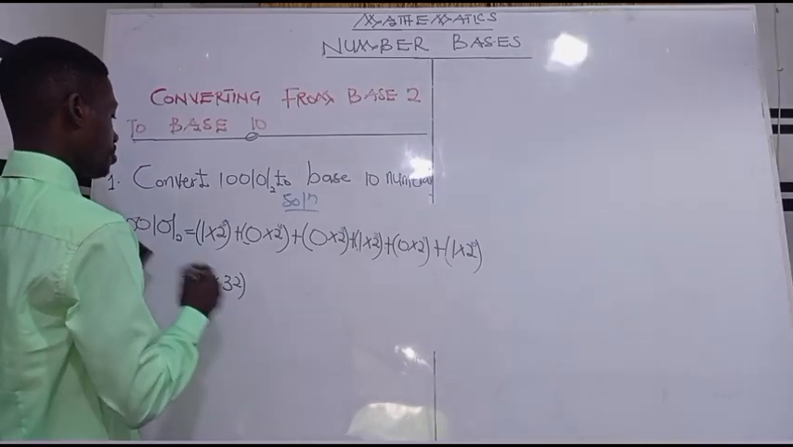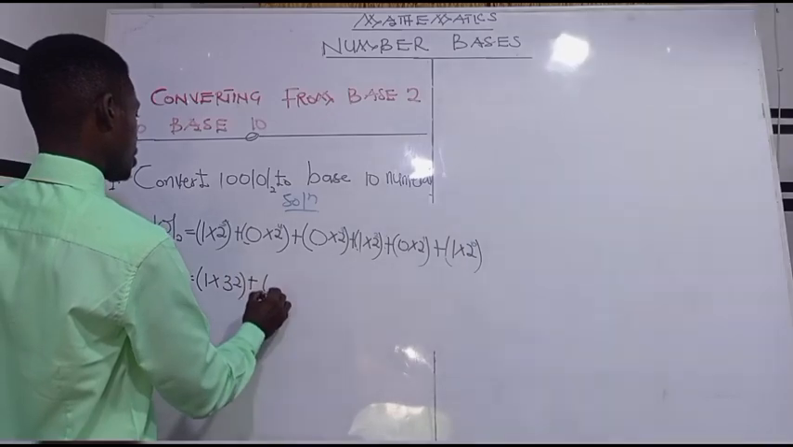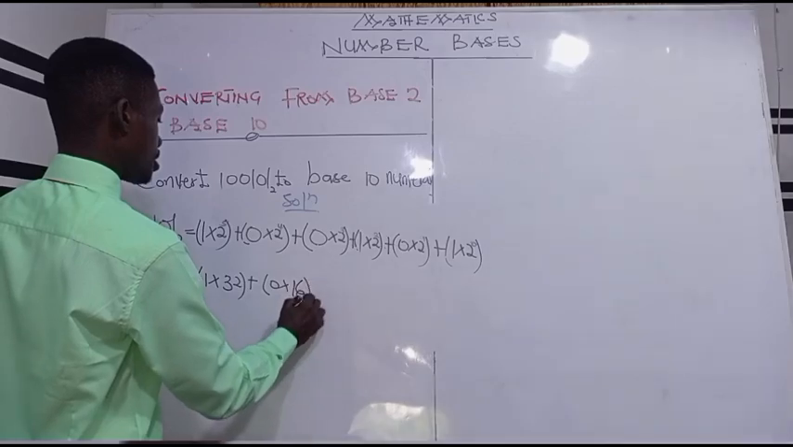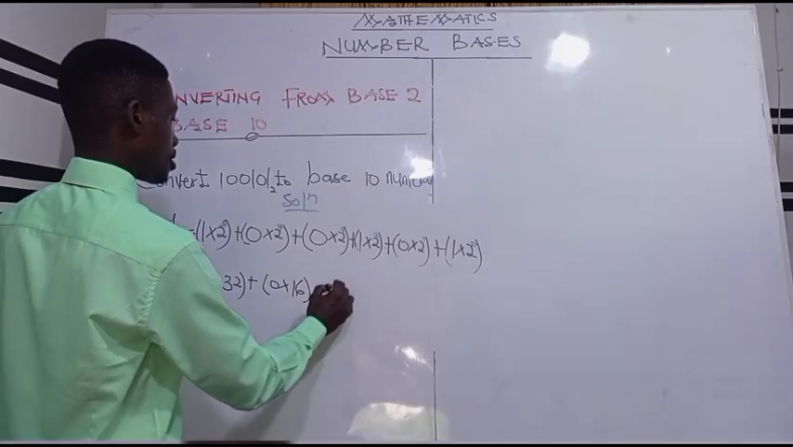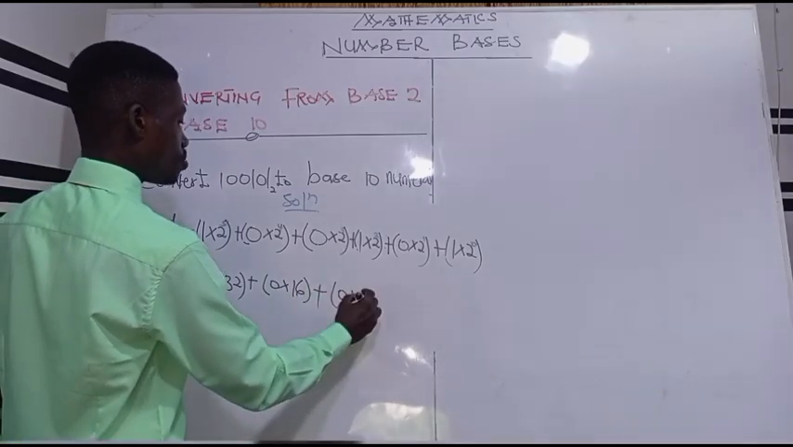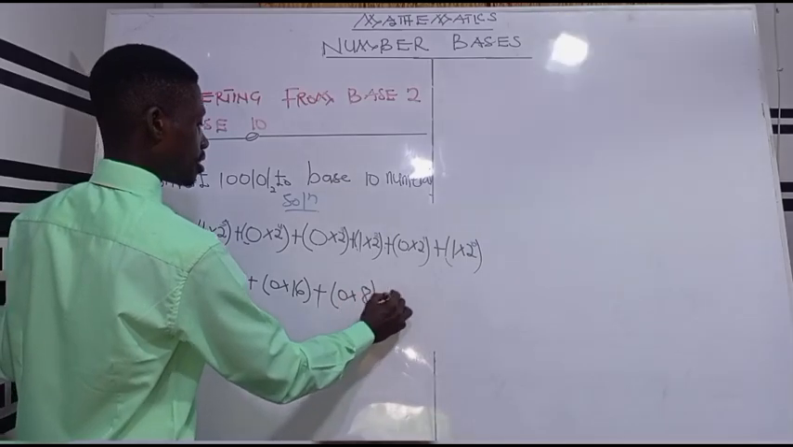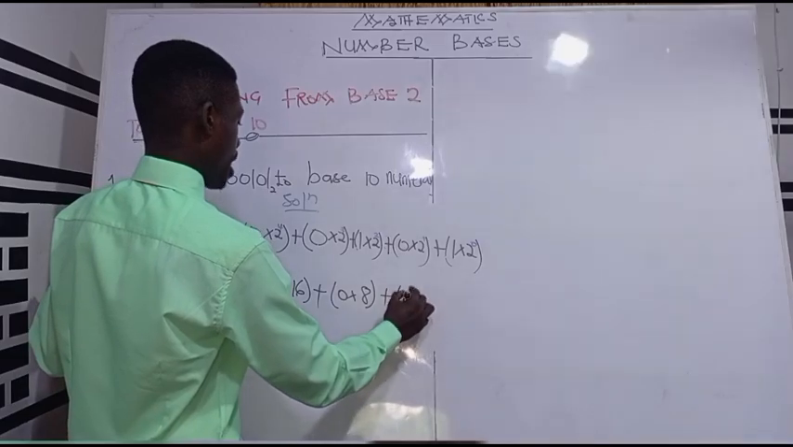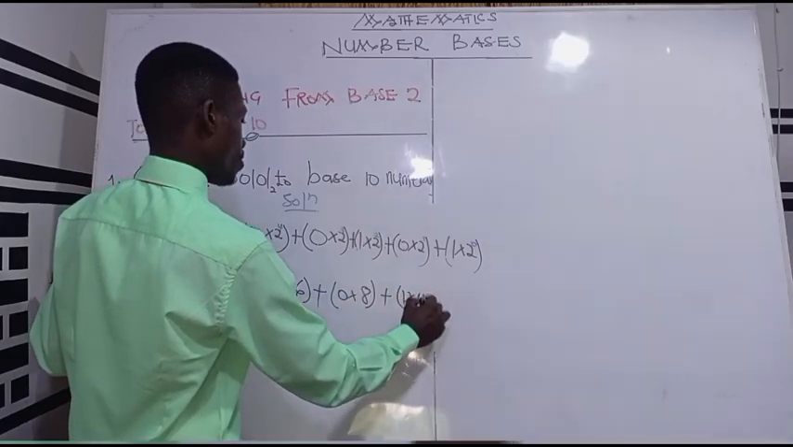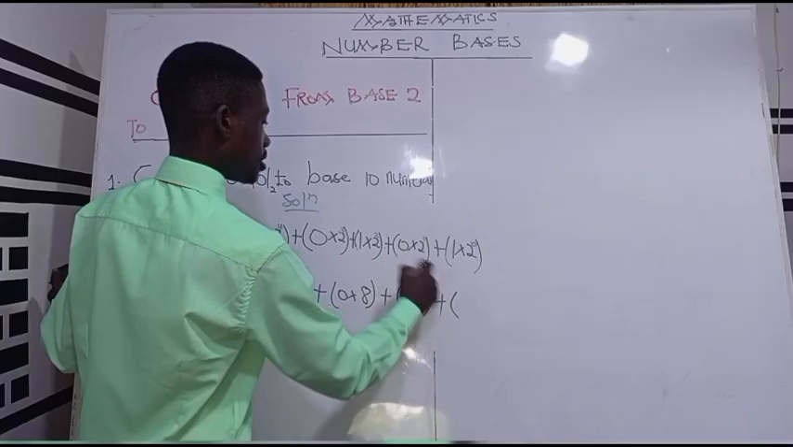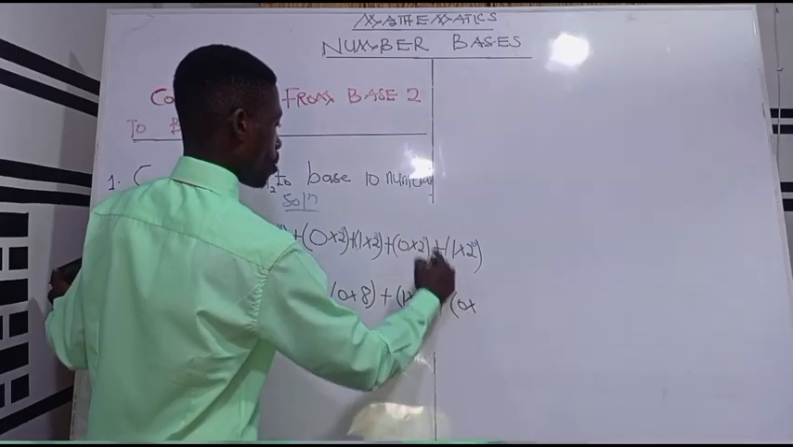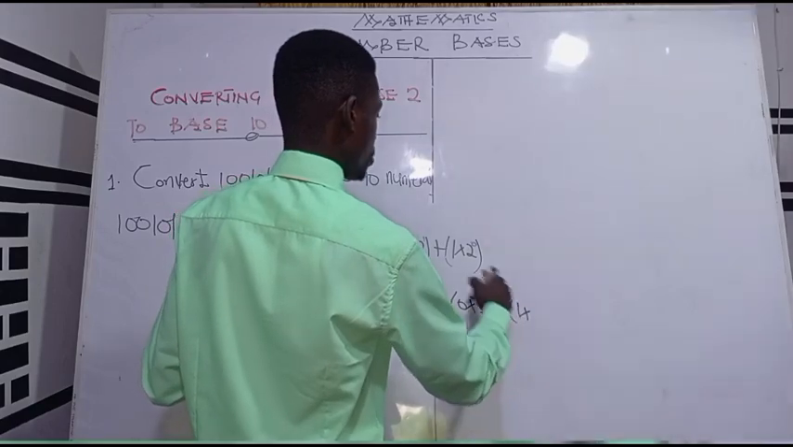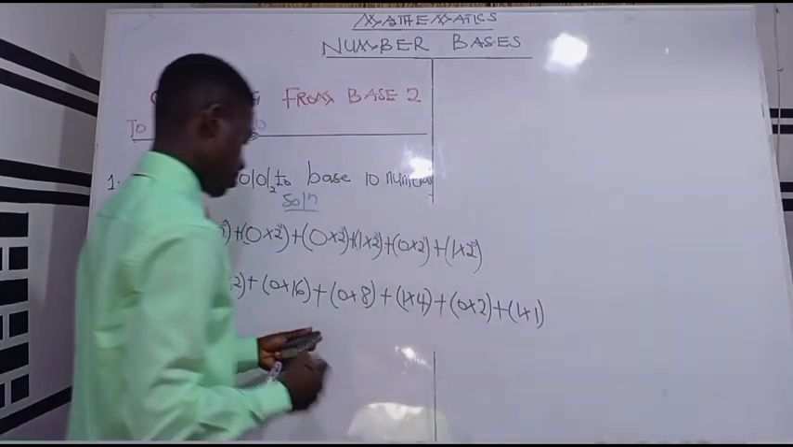Then we have plus 0 times 2 power 4 will give us 16 plus 0 times 2 power 3 will give us 8 plus 1 times 2 power 2 will give us 4 plus 0 times 2 power 1 will give us 2 plus 1 times 2 power 0 will give us 1.